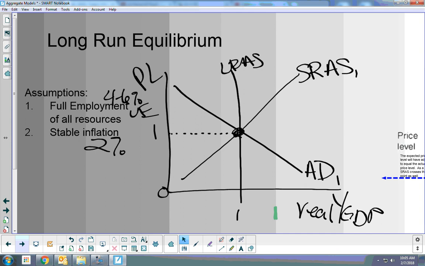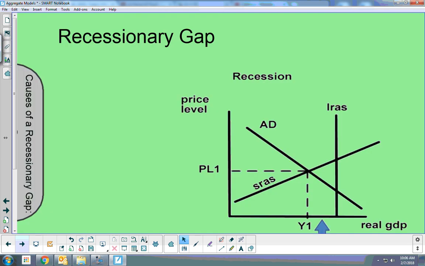Okay. Sometimes we are in long-run equilibrium and we are on LRAS and everything is perfect because we're at full employment and we have good prices. But sometimes we're not. Sometimes we're in disequilibrium. Sometimes the economy's not here. Sometimes you can have a recession. Can I go to the next page? Okay. Yes. Sometimes you have a recession.